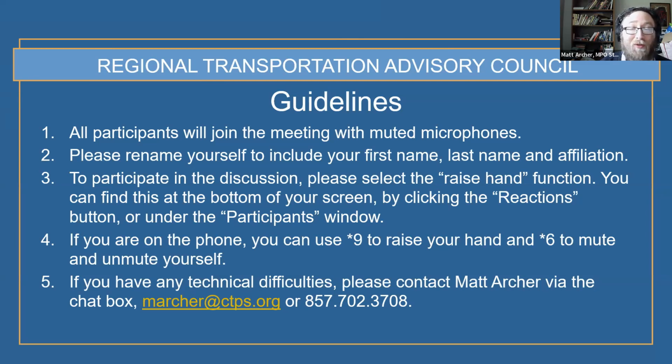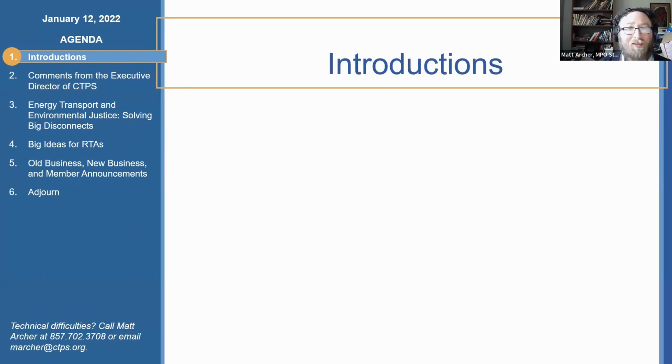It may be under the reactions button. And if you have a quite old version of Zoom, it may be under the participants menu, which is also found at the bottom of your screen. If you are calling into this meeting, you can use *9 to raise your hand and *6 to mute and unmute yourself. Everyone can freely mute and unmute themselves, but please try to be respectful of people who are currently speaking. If you have any technical difficulties, you can contact me, Matt Archer, either via the chat box, at marcher@ctps.org, or at 857-702-3708. And with that, I will turn it back over to Len for introductions.